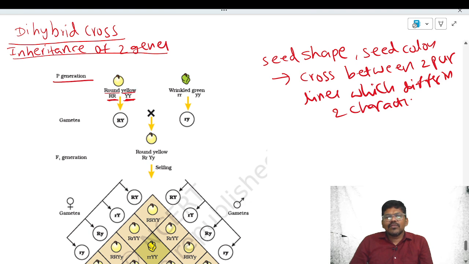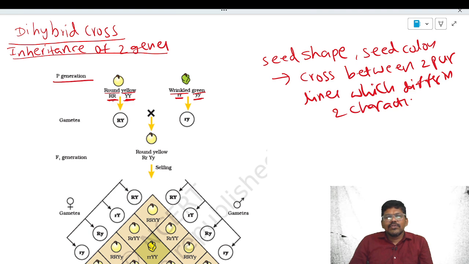When you cross the round yellow seed plant with the wrinkled green seed plant, the wrinkled green plant contains a genotype that is homozygous recessive for both characters. Small r will give wrinkled seed, which is recessive to round seed. Small y is responsible for green seed color. Green is recessive over yellow.